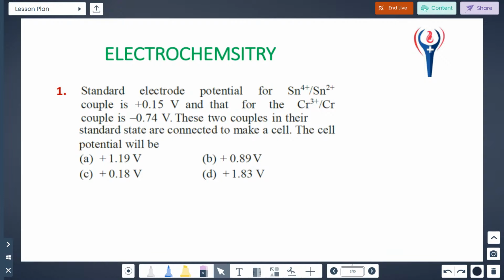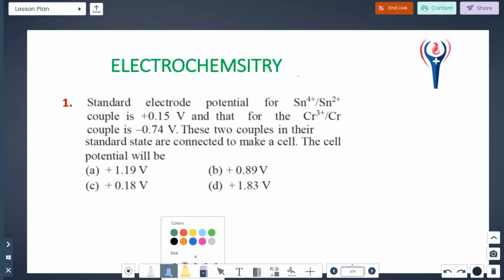Mostly here, what's the formula? The cell potential is equal to the EMF of the right hand side minus the left hand side, nothing but cathode minus anode. You can remember it like this. Suppose the couple is like this, the most large negative value is considered a strong reducing agent. This is a large negative value and this is a positive value, so this will be the anode.